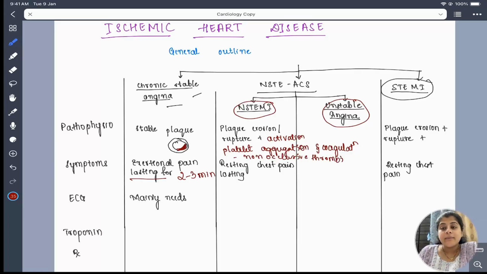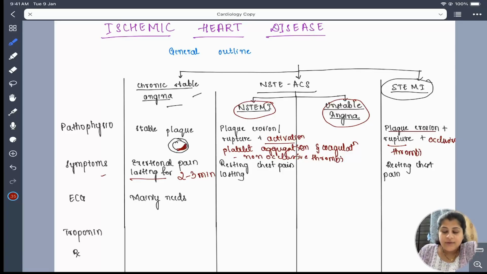The same thing happens in STEMI. There is plaque erosion or plaque rupture, and there is activation of platelet aggregation and the coagulation cascade. However, here the thrombus is occlusive. So it is completely occluding the blood vessel, whereas in NSTEMI it is not completely occluding the blood vessel. So here it is occlusive thrombi.